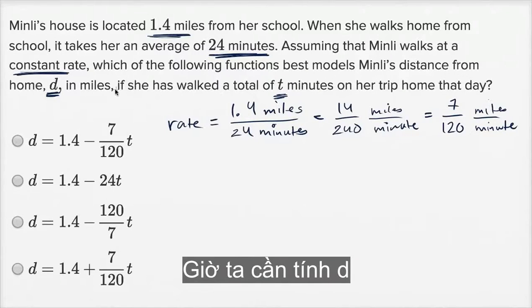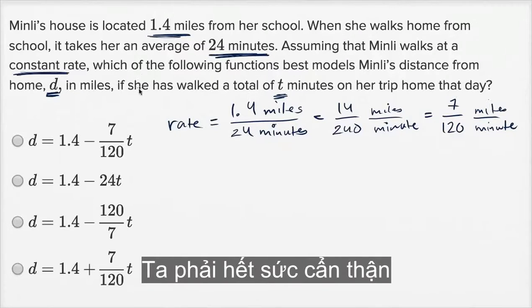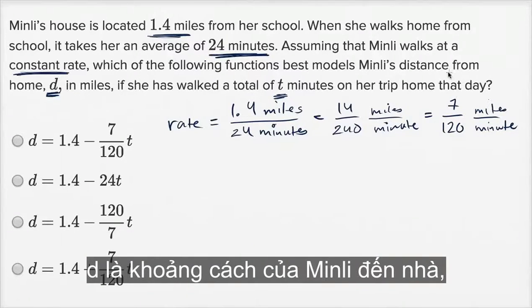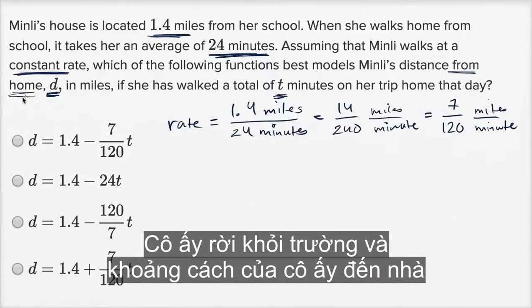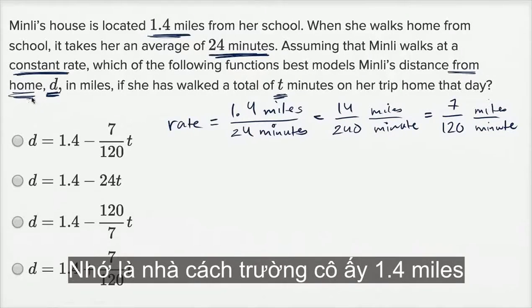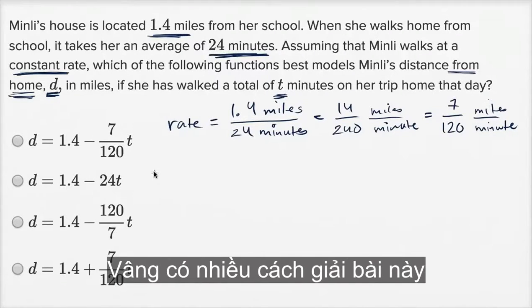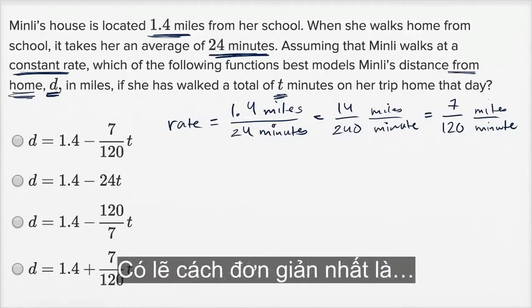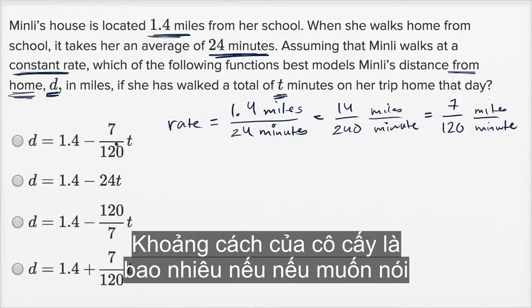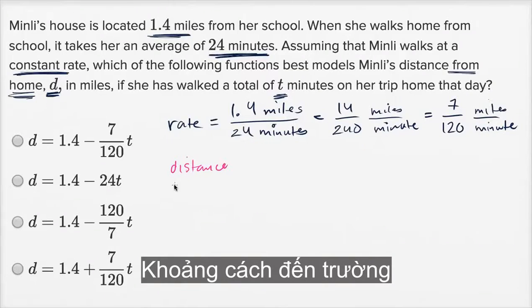Now we need to figure out d. We have to be very careful. d is Minley's distance from home. She's leaving from school, and it's her distance from home. Remember, her home is 1.4 miles from her school. So there's a bunch of ways that we can tackle it, but maybe the easiest one is, well, what's her distance from school?